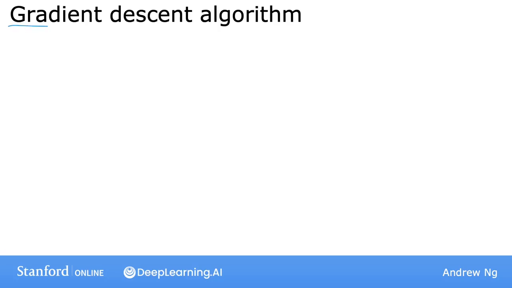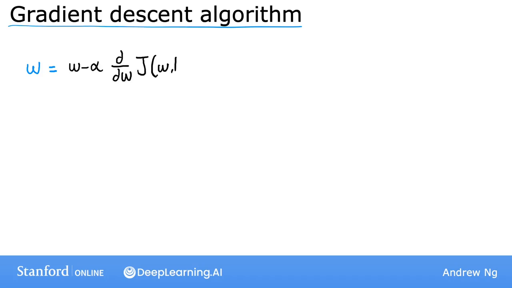Let's take a look at how you can actually implement the gradient descent algorithm. Let me write down the gradient descent algorithm. Here it is. On each step, w, the parameter, is updated to the old value of w minus alpha times this term d over dw of the cost function J of w, b.